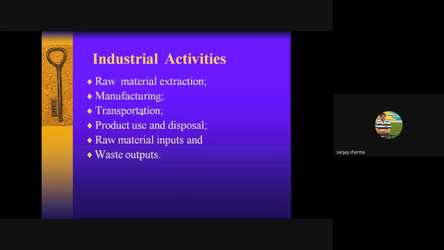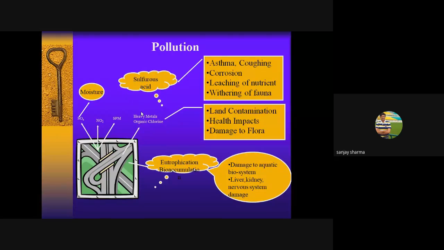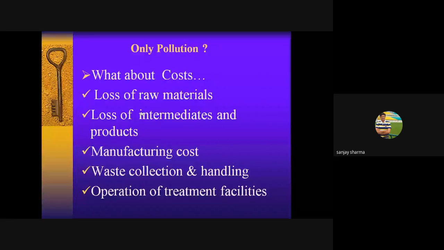If you look into any industrial activity, the major activities include raw material extraction. Then after the raw material is extracted, if some manufacturing is done, it is transported, and finally the product is used and disposed. We have to see what the raw material inputs and the waste outputs are. This is with respect to pollution, most of which affects our environment and our health, which we discussed yesterday also. So we have to think about that.